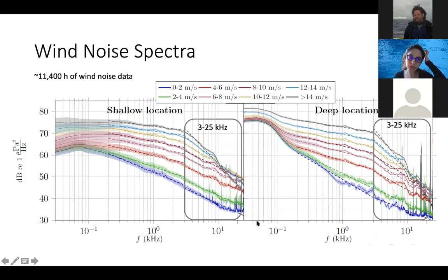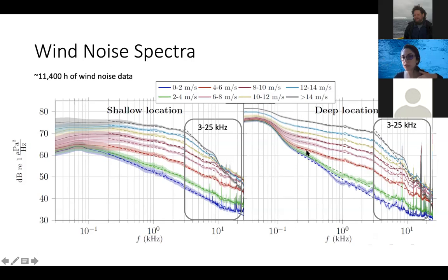The other thing I wanted to mention is this little peak that we see in the deep location, not much in the shallow location, maybe a little bit in the low wind speed. That peak is not due to wind noise, it's due to distant shipping noise or distant storms. And by this, I mean not above the hydrophone, very far from the hydrophone. Because of the bathymetry, we get it in the deep location, but because of the slope of the continental slope, we don't get that in the shallow location.